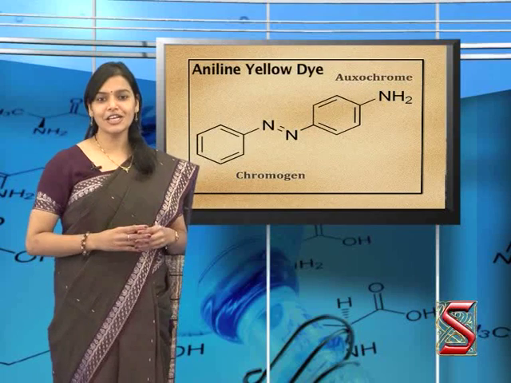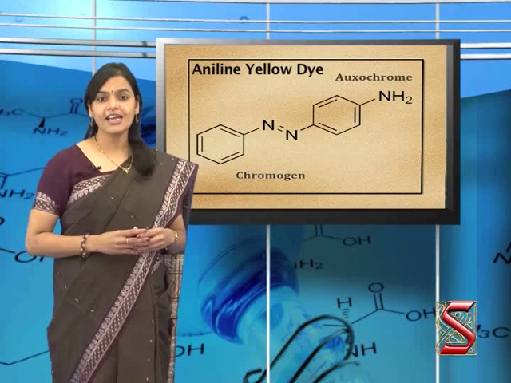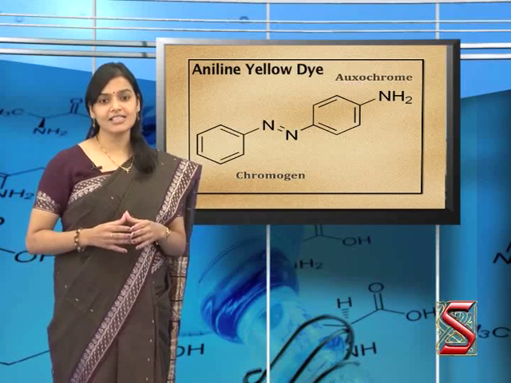Let's now take a look at the chemical structure of a dye called aniline yellow dye. Now in this structure, the left side is a chromogen and the right side is an oxochrome. Now let us look at the different types of dyes.